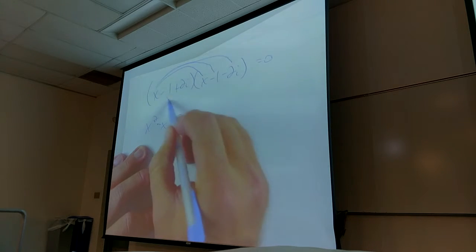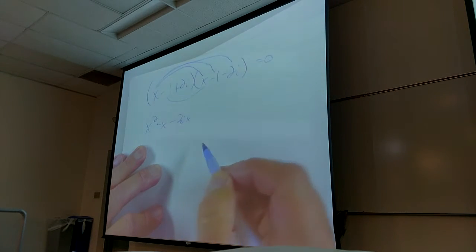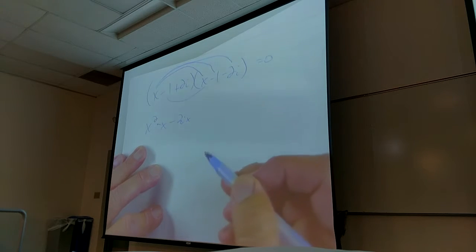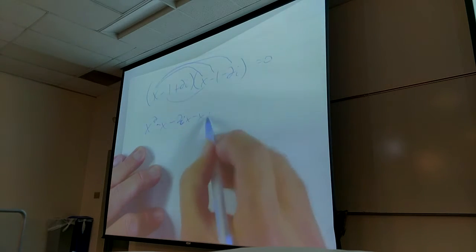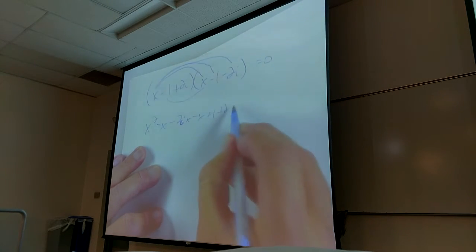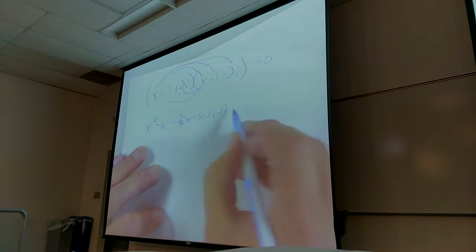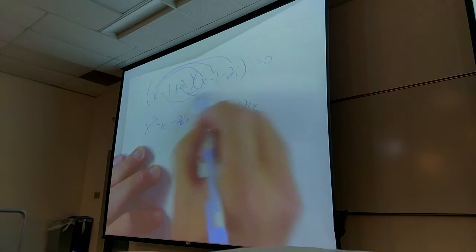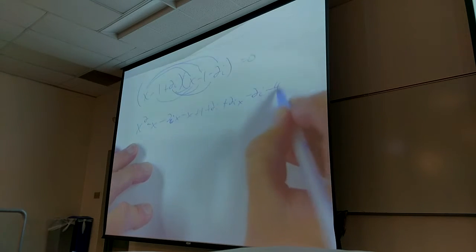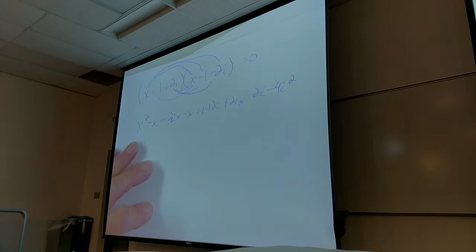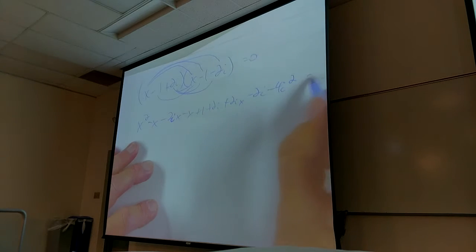Now you let the negative 1 go through. Nothing amazing here, nothing magic. It's just you gotta have a little bit of stamina. Minus x plus 1 plus 2i. And then this gets a turn. Plus 2ix minus 2i minus 4i squared. Right? That's not hard. You just gotta do it.